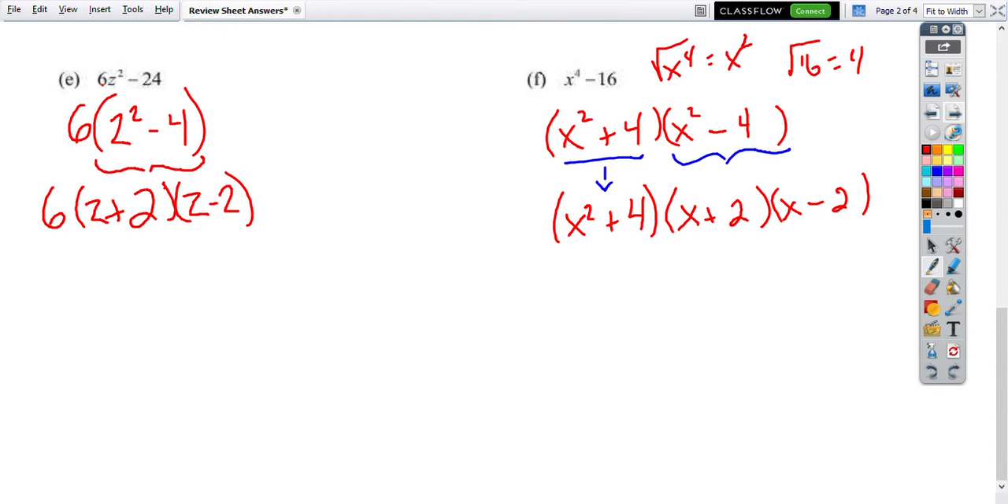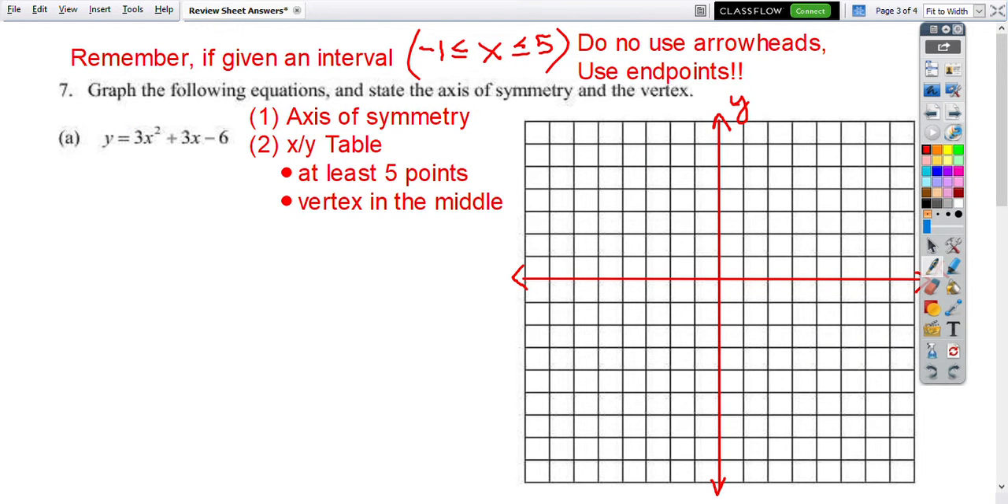On to the next one. Okay, graphing. Remember the tip on the top here, right? If it's an interval, they tell you what x values to use. No arrowheads, okay? We're going to use endpoints. So for -1 and -5, we use endpoints at those values, okay? So our graph is just going to stop and curve and stop there. Now, obviously, we're not graphing those, but there you go.